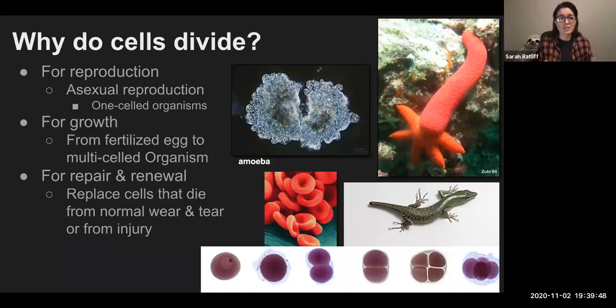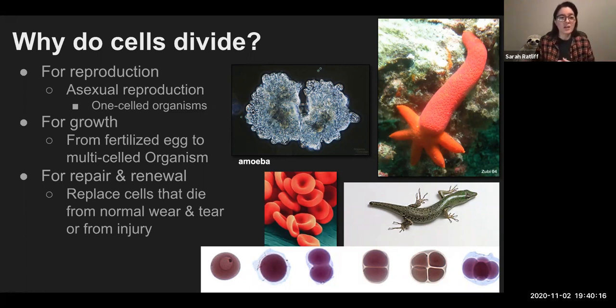So why do cells divide? Three main reasons. Reproduction. So one-celled organisms, they go through division. It's called fission, binary fission. So things like bacteria often go through asexual reproduction called binary fission. That's a special kind of division. It's not quite like mitosis, but it is a means of reproduction.